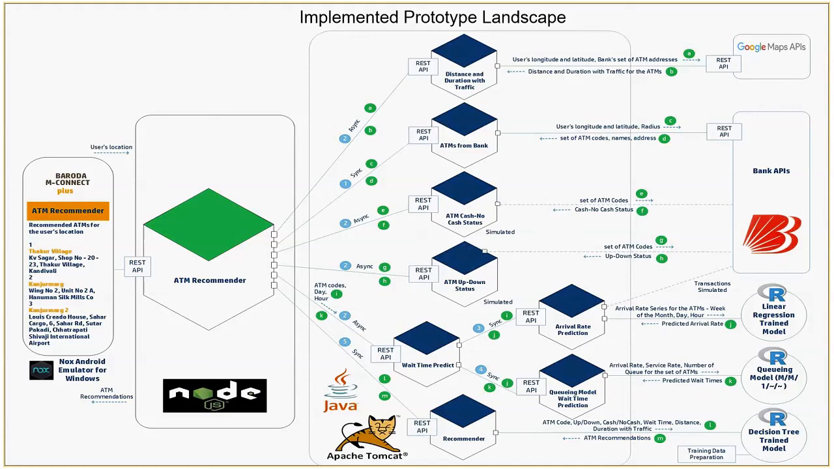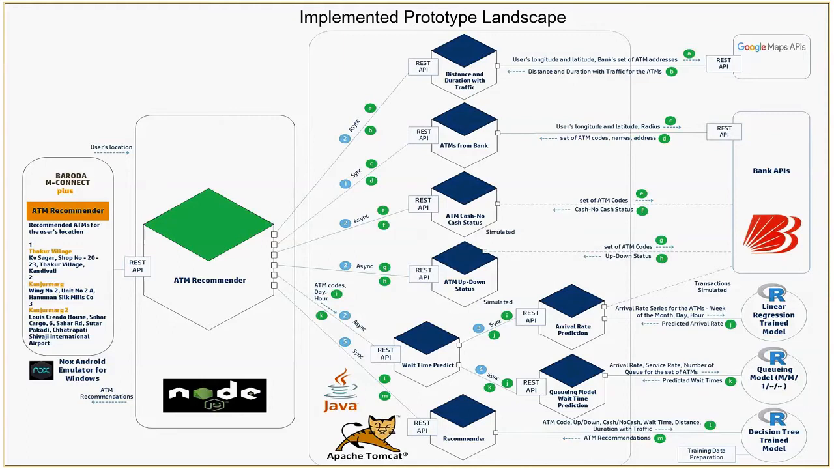It's a demo for the application ATM Recommender, which we have built for the Baroda Finathon challenge. This is an implemented prototype landscape which we have built. It has the mobile application, that is the ATM Recommender mobile application, which is executed on an emulator, that is Knox Android emulator for Windows. And we have brought in Node.js to call the services in async mode.